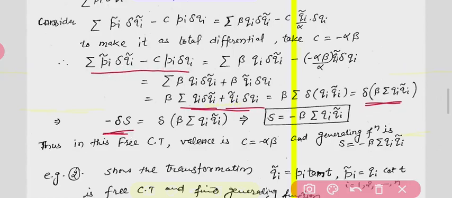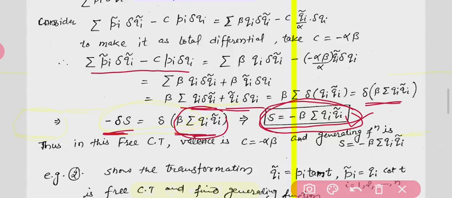So minus delta s is equal to delta of this one. So that means s will be equal to minus beta into this one. Okay, so you will get minus s equal to this one. So you can say that s will be equal to minus beta into summation qi tilde. Now this will be the generating function for the free canonical transformation.